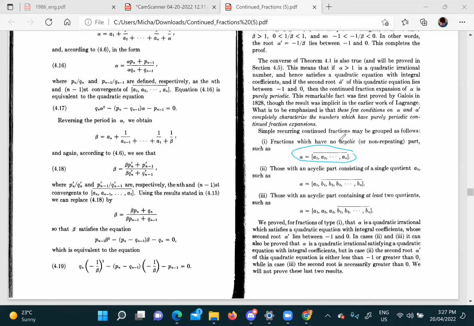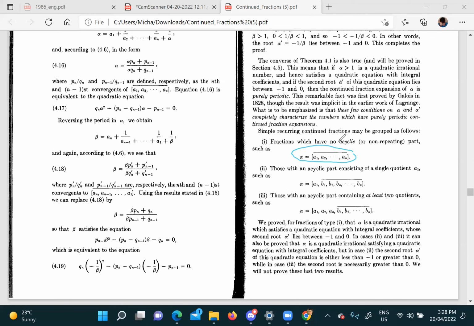So then what Galois proved was that all you needed to know was that an integer quadratic equation has a root that's greater than 1 and a root that's less than 0 and greater than -1. Then all of those conditions would have to hold. So that's kind of crazy.